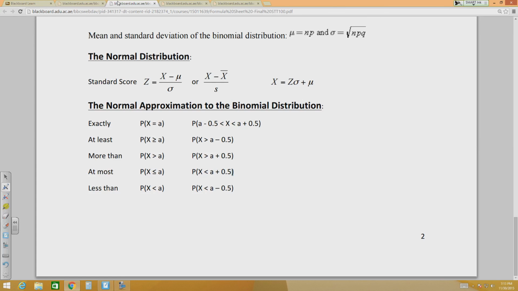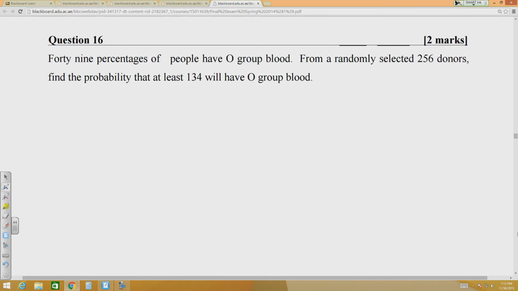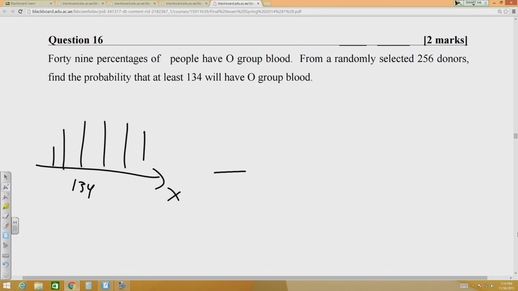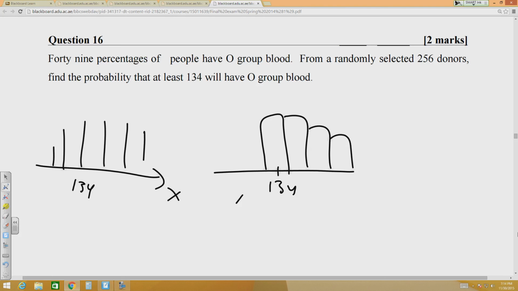Anyway, let's go back to the question. So now what am I going to do? Again, I erased everything. So I said it's a discrete distribution, right? Let's just solve this. This is 134 and above. So in fact, I need the bar around the 134 and above, the bars that come after that. So I'm really starting from 133.5. So that's like my x1.